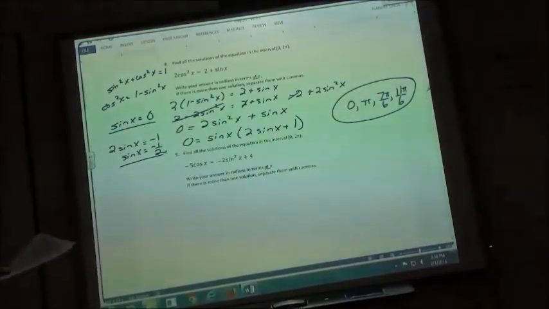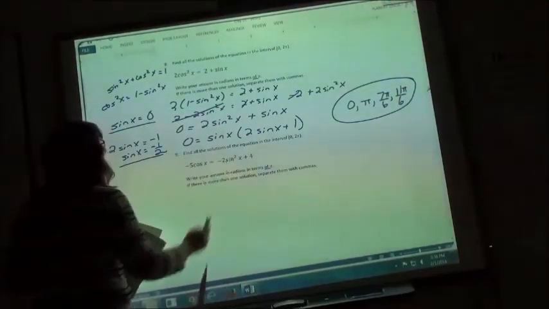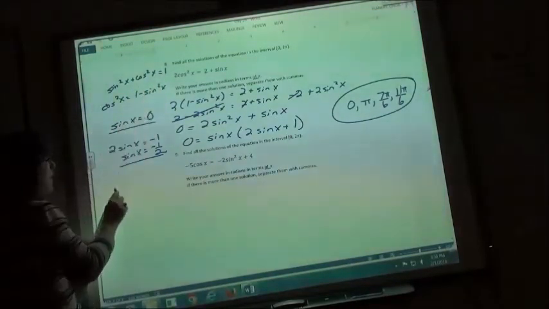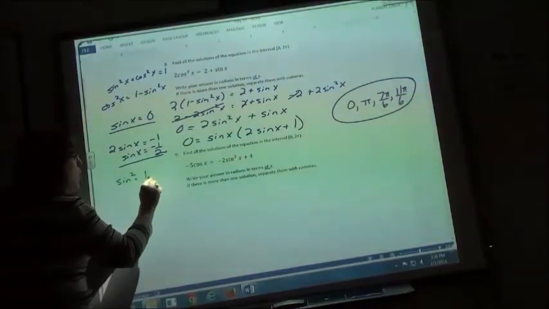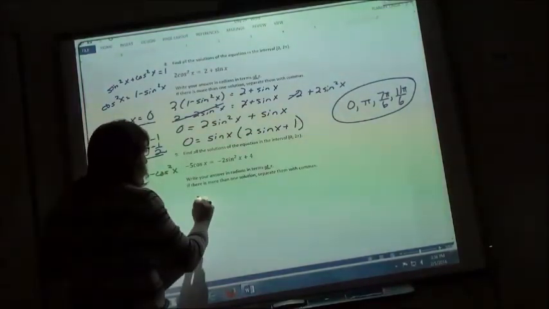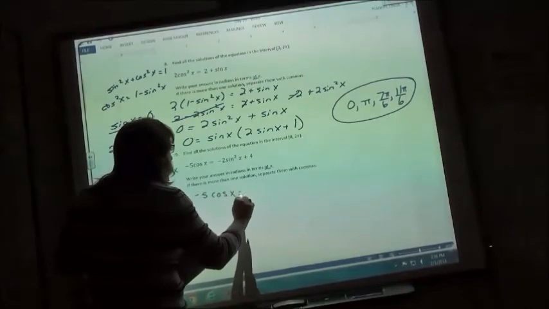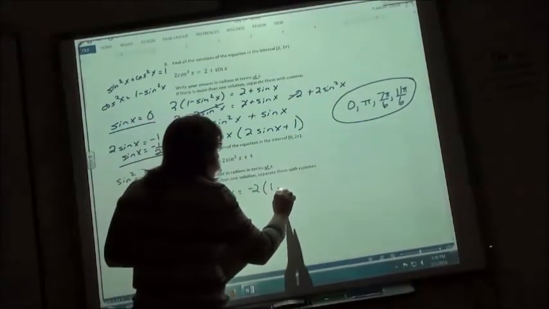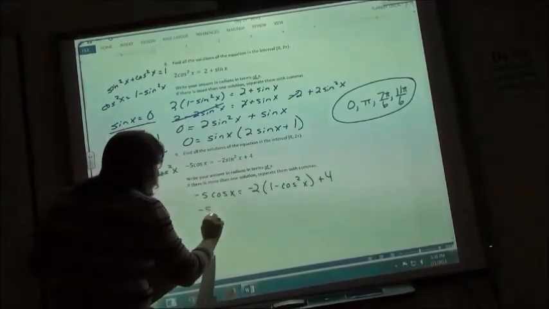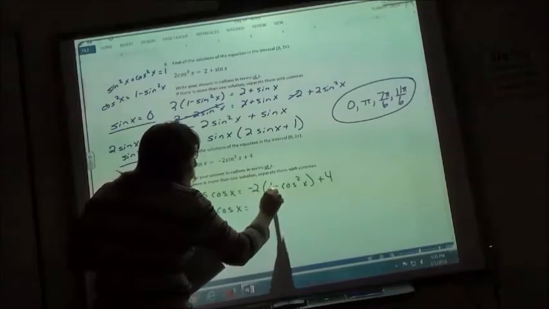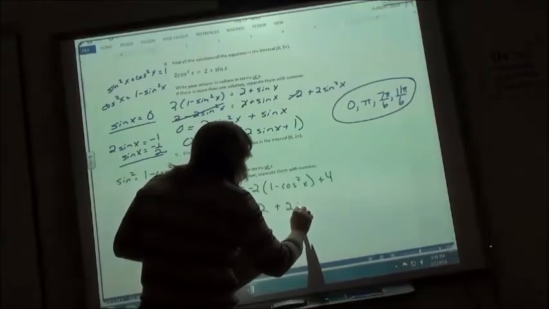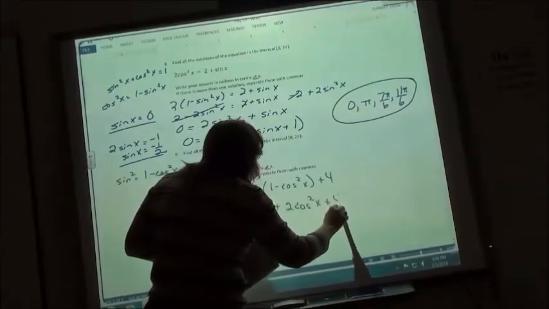Number 9. This time I have a sine squared. So again, thinking about solving sine squared plus cosine squared equals 1, the sine squared would equal 1 minus the cosine squared of x. And so I'm going to have negative 5 cosine of x equals negative 2 times 1 minus the cosine squared of x plus 4. So negative 5 cosine of x equals negative 2 plus, because I have a negative times a negative, 2 cosine squared of x plus 4.